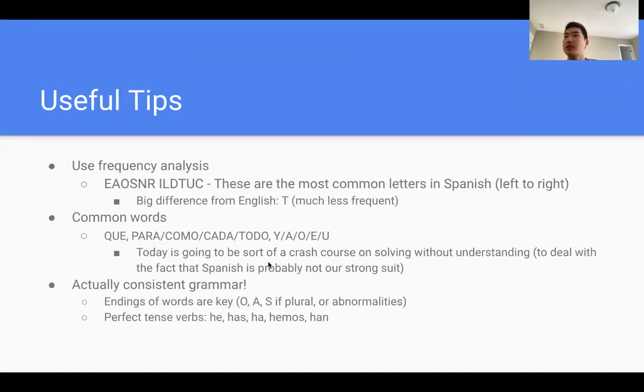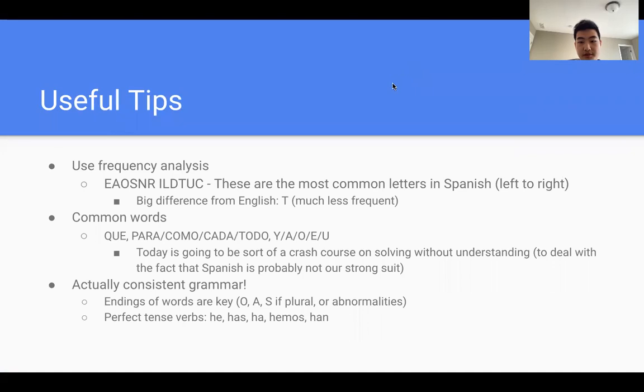And then some general tips. Obviously the tips for aristocrats that you think about are all still pretty prevalent, but there are a few key differences that, if you're aware of them before you head in, can definitely help out. So first off, frequency is slightly different from English. English is like ETAOIN SHRDLU, that's how you pronounce that string of letters. And in Spanish, the big difference is that T is nowhere near as common as it is in English.